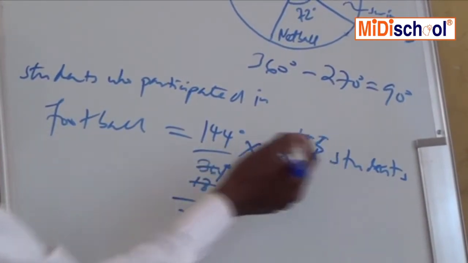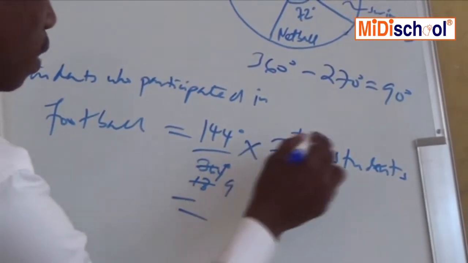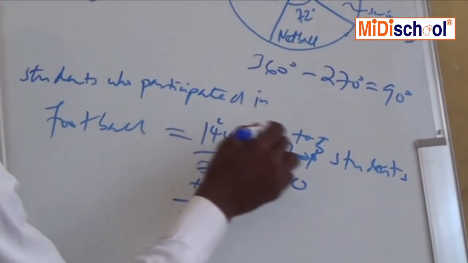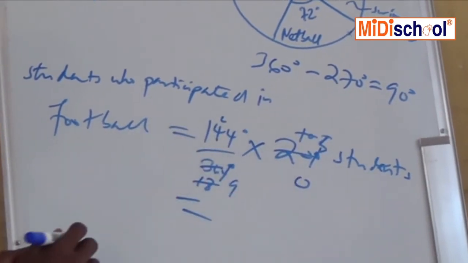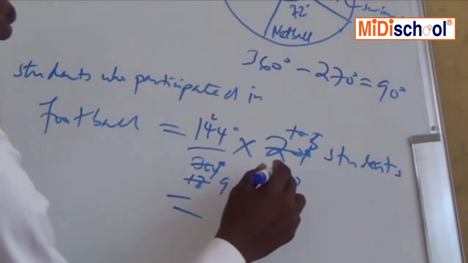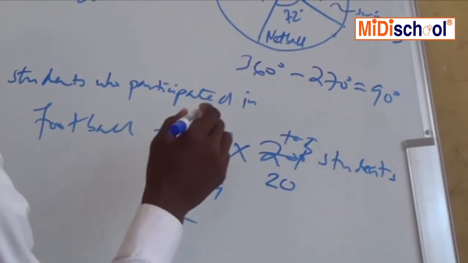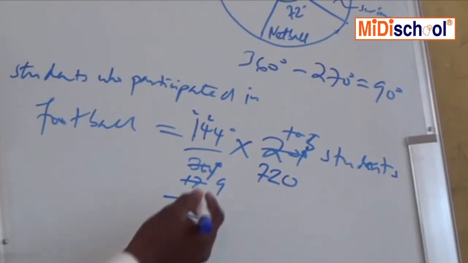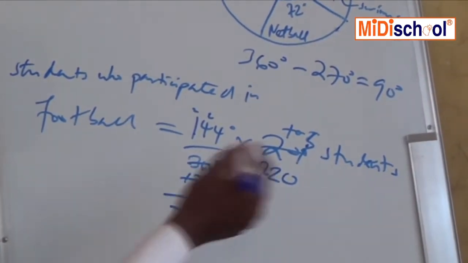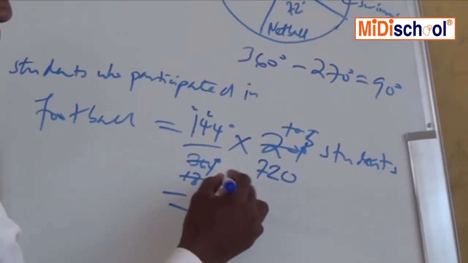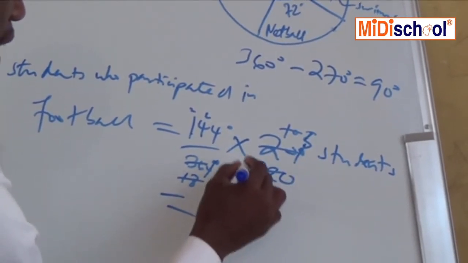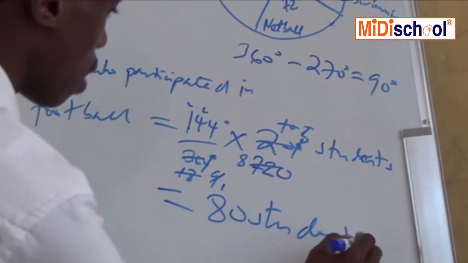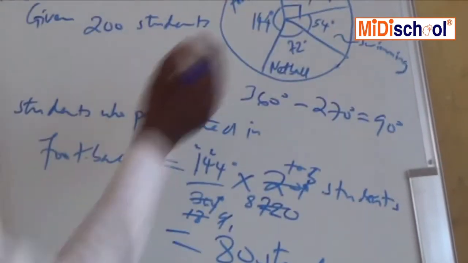So take 5 times 144, and we are going to obtain 20, that's 0, we carry 2. This and this is going to be 22, 2 carry 2 again. 5, and that it is 7. So this is 720 over 9. By 9, 1, by 9 it is 8. So the number is going to be 80 students. That's for football. We go for volleyball.